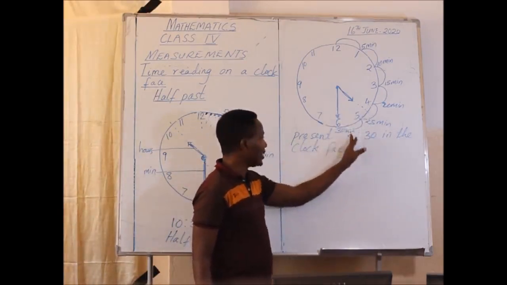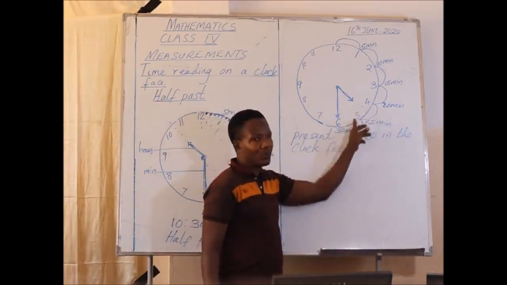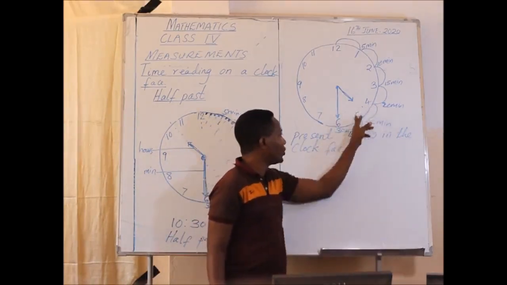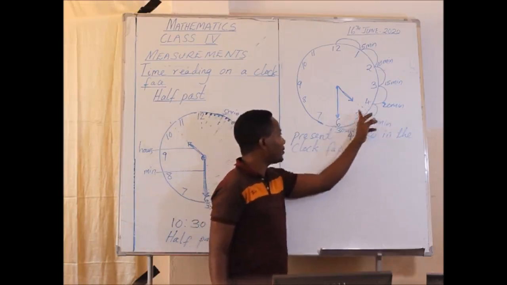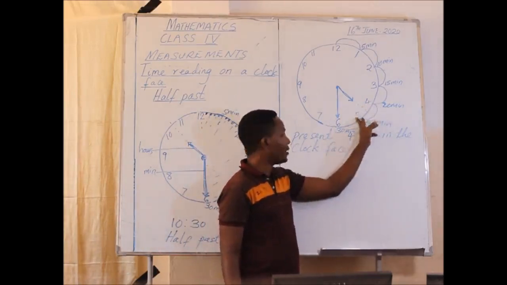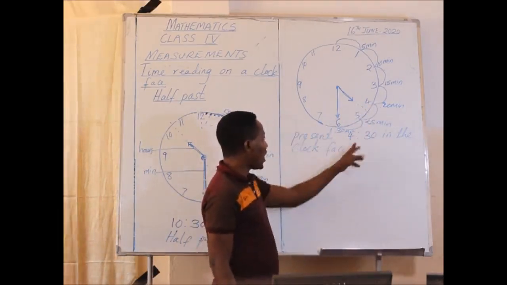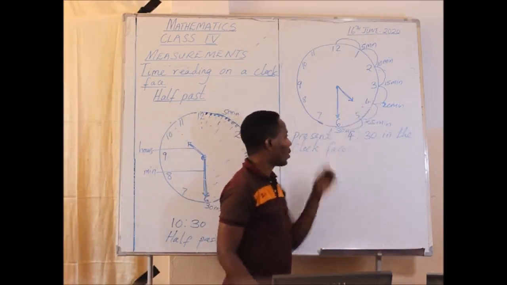4:30. But remember that the short arm must be between the two numbers, exactly between the two numbers. Between 5 and 4, whereby the previous time is 4, not 5, because 5 is going to be the next time. So, 4:30.